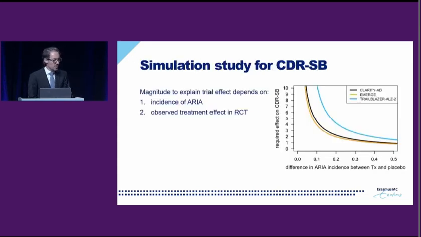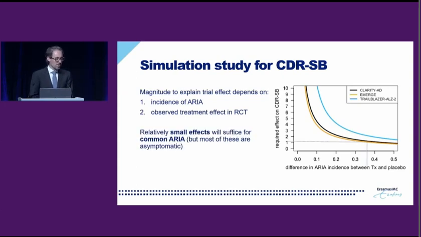As you can see here in the figure, the magnitude of the treatment effect needed to fully explain the observed trial effects due to unblinding depends on both the incidence of ARIA relative to the placebo group, as well as the observed treatment effects. And that's why here in the graph you see different lines for the different trials, representing the different treatment effects. And on the x-axis you see the difference in ARIA incidence between the treatment and the placebo.